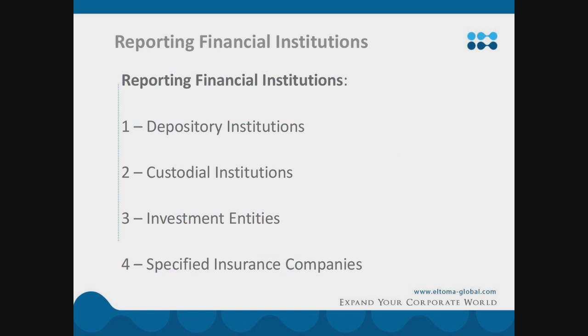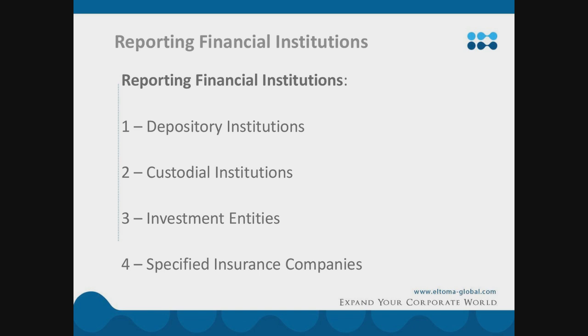So now let's consider what entities will actually be considered as reporting financial institutions. You can see the reporting financial institutions on the slide. These are the following legal entities. First, depository institutions. Generally, depository institutions include savings banks, commercial banks, savings and loan associations, and credit unions. Secondly, the custodial institutions will also be considered as reporting financial institutions. Custodial institutions generally include custodian banks, brokers, and central securities depositories.